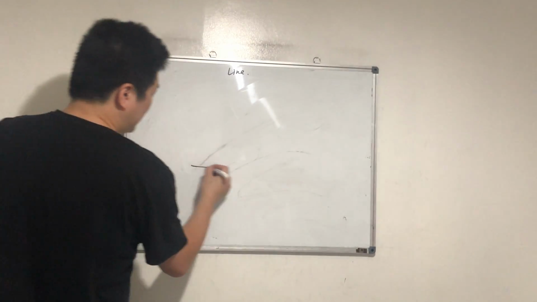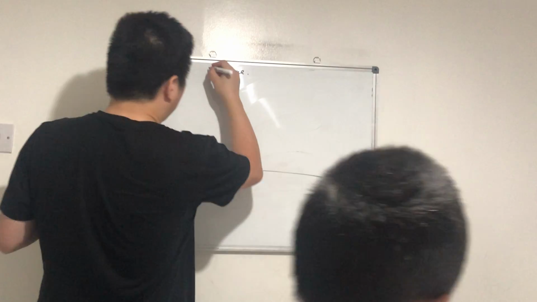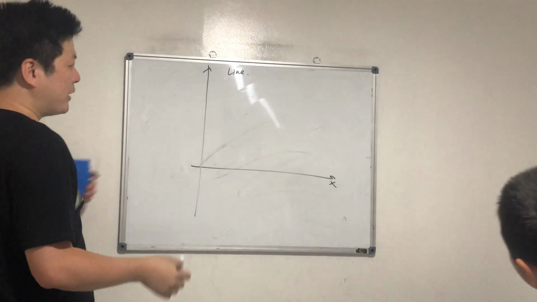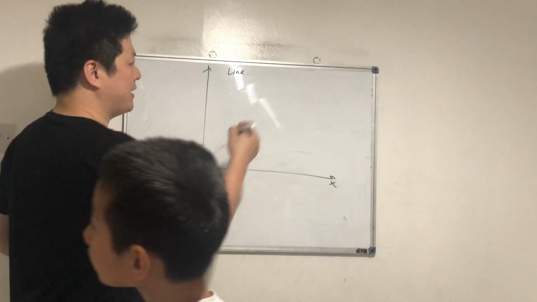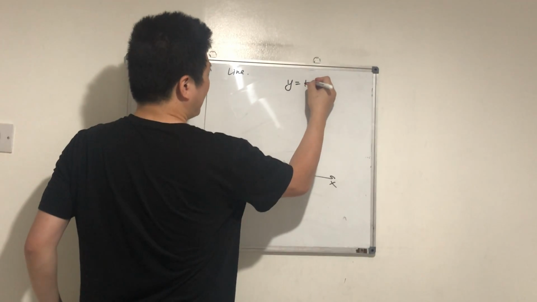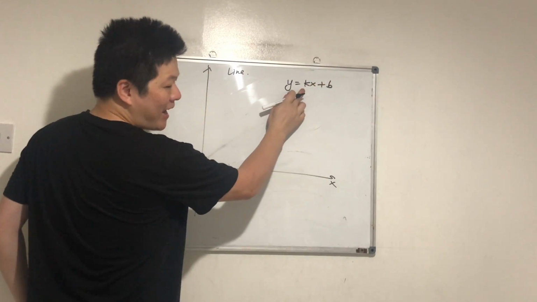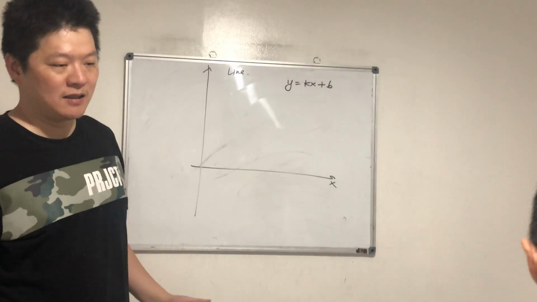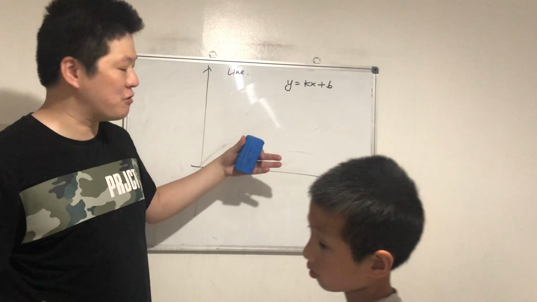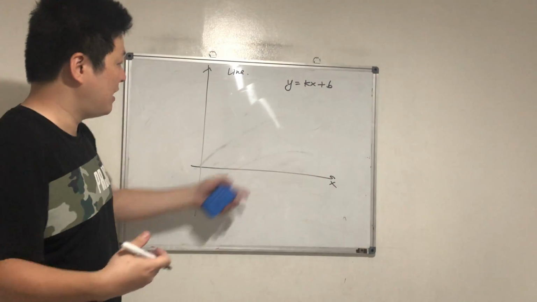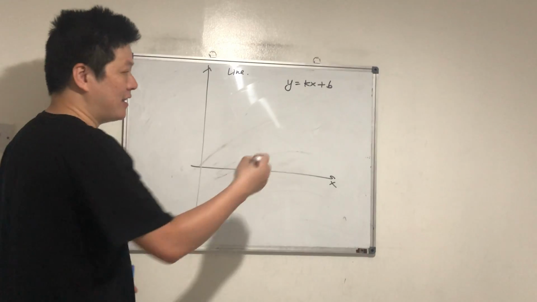So look, given an x-axis and y-axis, we can represent the line mathematically using y equals kx plus b, where k and b here are constants, numbers that we already know. They won't change, constants. And the k is called the slope. Okay, the line of slope.